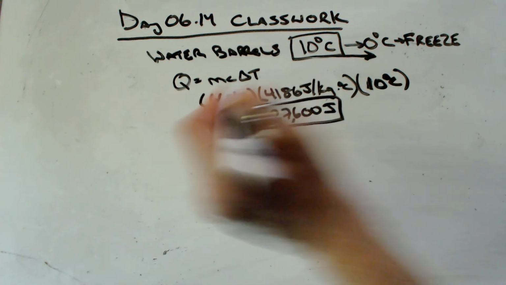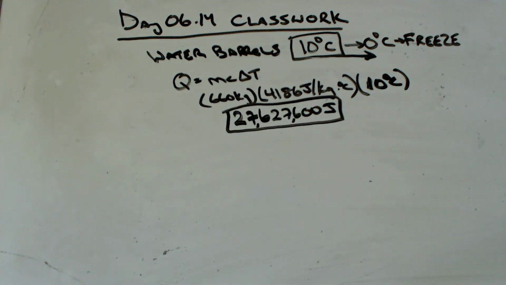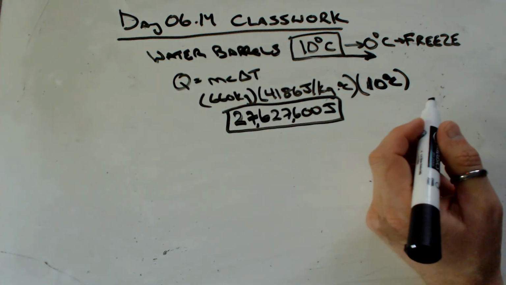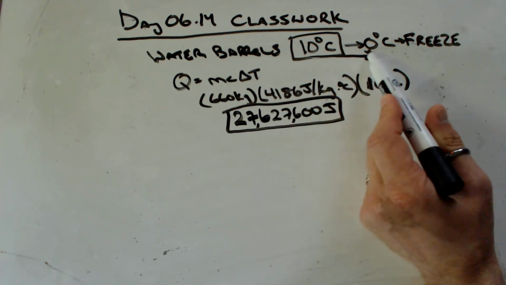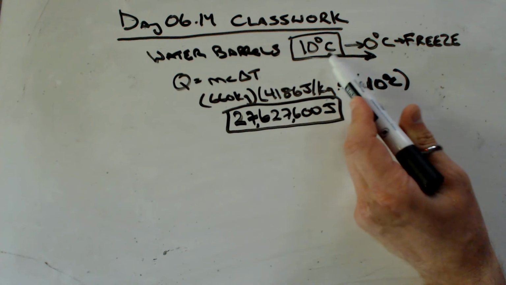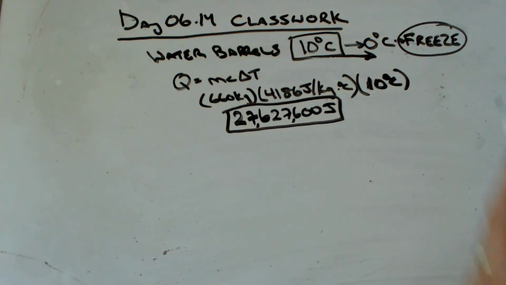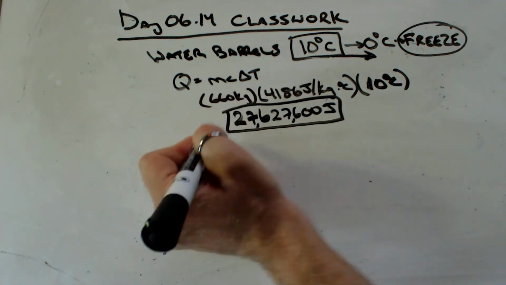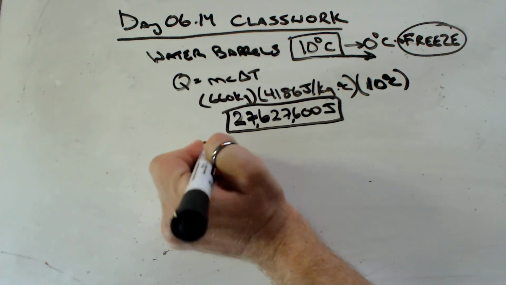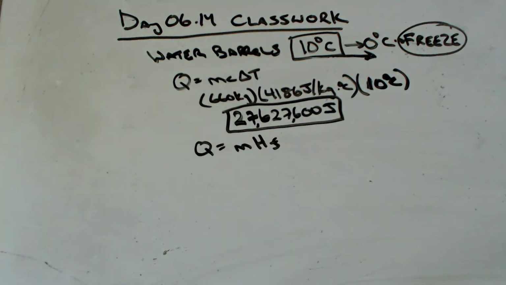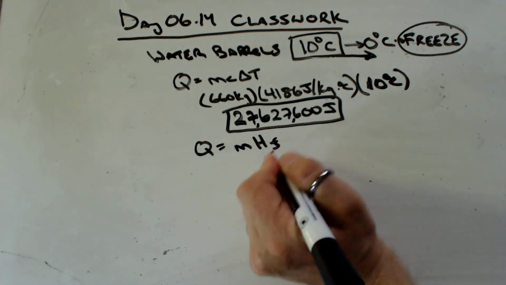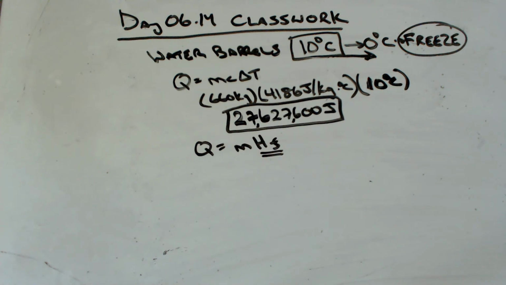But that is not the only energy that is released, because not only does the water do this process by transferring energy from 10 to 0, but it also freezes. So we have to remember another equation from chem, which is Q equals mHf. Now I do Hf for heat of fusion. There's different ways to denote heat of fusion, but it's basically the mass of the water times the energy required to freeze the water. That's called the heat of fusion.